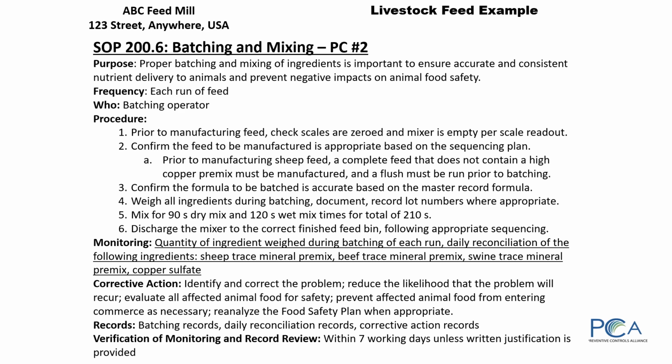Now let's take a look at the monitoring, since that's what we've been talking about so far in this chapter. How do I monitor that this preventive control is actually taking place? Well, first, the quantity of the ingredient was weighed during the batching of each run. I'm going to write down the quantity of each ingredient weighed. I'm also going to do a daily reconciliation of some of the more high-risk ingredients. Remember that we have multiple premixes being used within this facility, and mixing up those premixes could have some serious consequences.